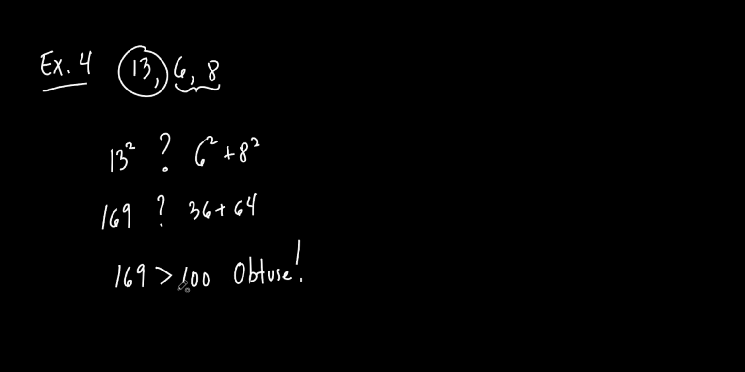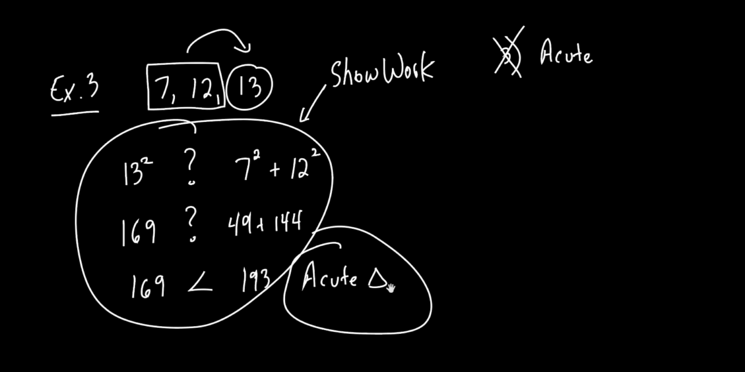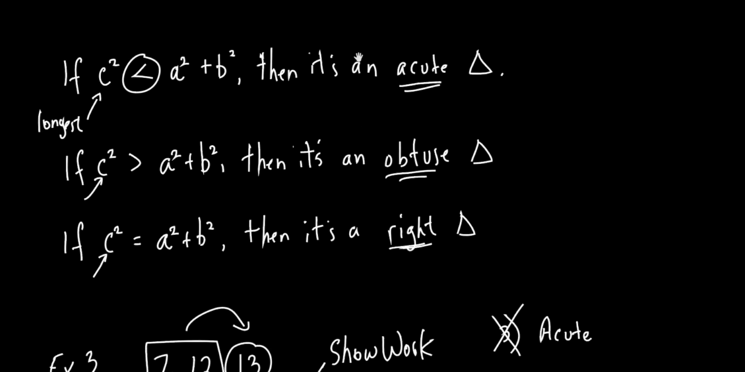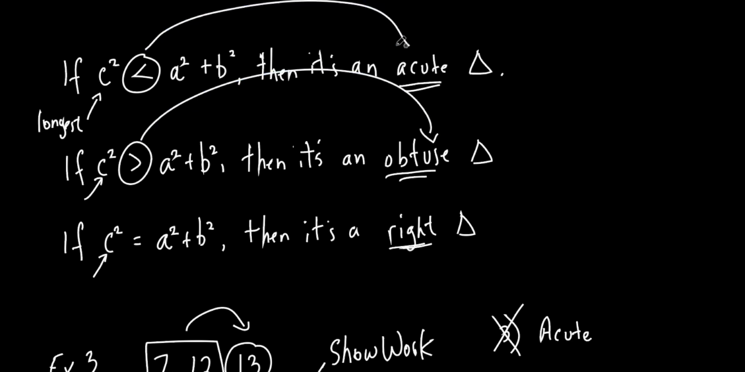If it's less than, it's acute. If it's greater than, it's obtuse. If it's equal, it's what? It's a right triangle. I think we beat that enough, don't you? So there you go. Make sure you understand this. Make sure you understand that less than goes with acute, greater than goes with obtuse. That's super important. And of course, equal goes with a right triangle. So if they're equal, it's a right triangle.